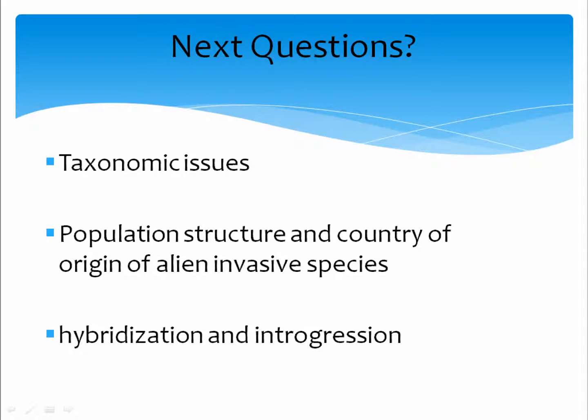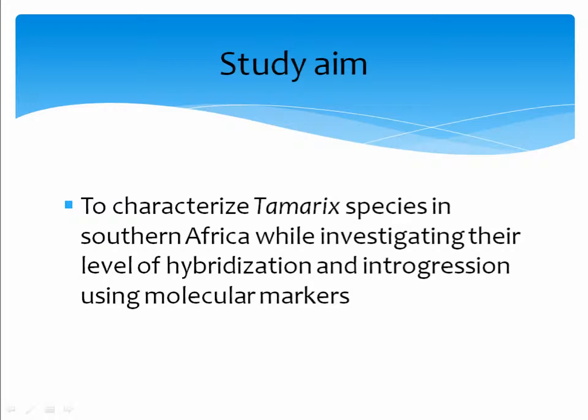So because of that, we went on to do a population genetic study, hoping that this will solve questions concerning the taxonomic issues, and also to look at the population structure in the country, and to investigate the country of origin for the invasive species, and also to give us a better indication about hybridization and introgression. Introgression means that the hybrids are back crossing with either of the parents. And that takes me to the aim of my study, which was to characterize the tamarisk species in South Africa while investigating the hybridization and introgression using molecular markers.